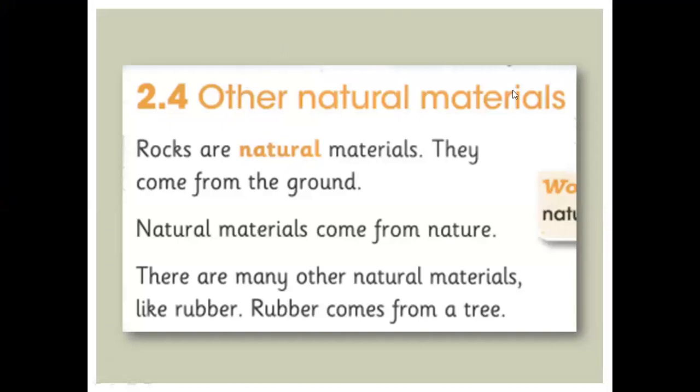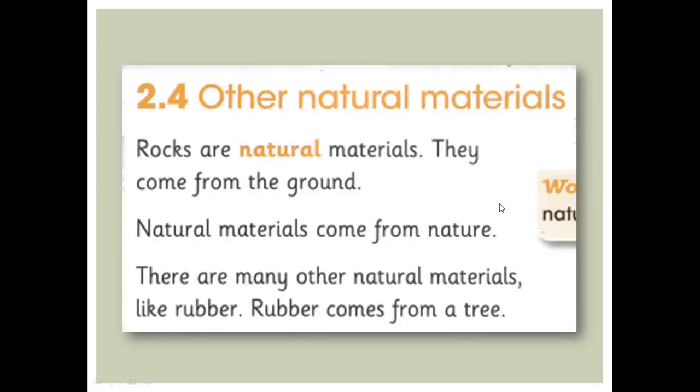Okay, other natural materials. Rocks are natural materials. They come from the ground. So rocks and soils are from nature. Okay, Allah made them. It comes from the ground. Natural materials come from nature. There are many other natural materials like rubber. Rubber comes from a tree. So all of these natural materials, they come from nature.